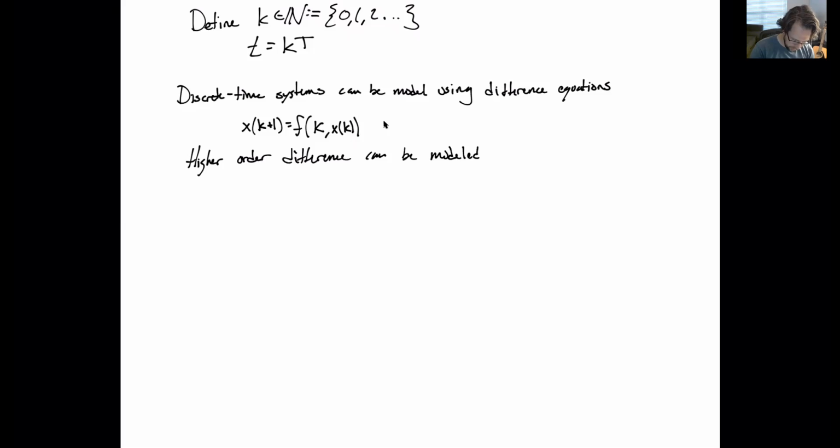All right, so to look at a higher order difference equation, you can say x at k plus n, so this will be an nth order difference equation, is equal to a function of that index plus x at time k, x at time k plus 1, x at time k plus 2, all the way out to x of k plus n minus 1.